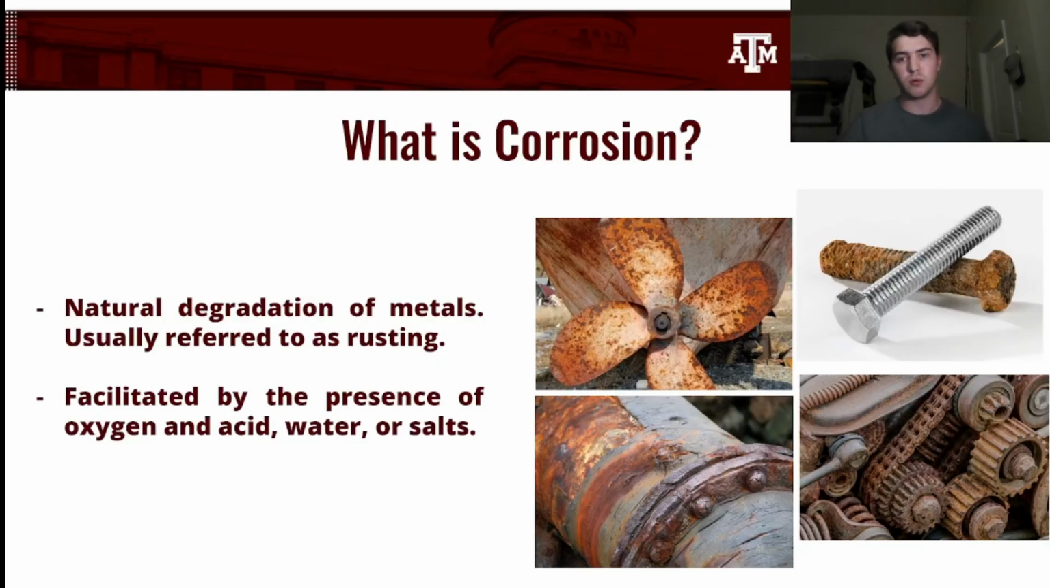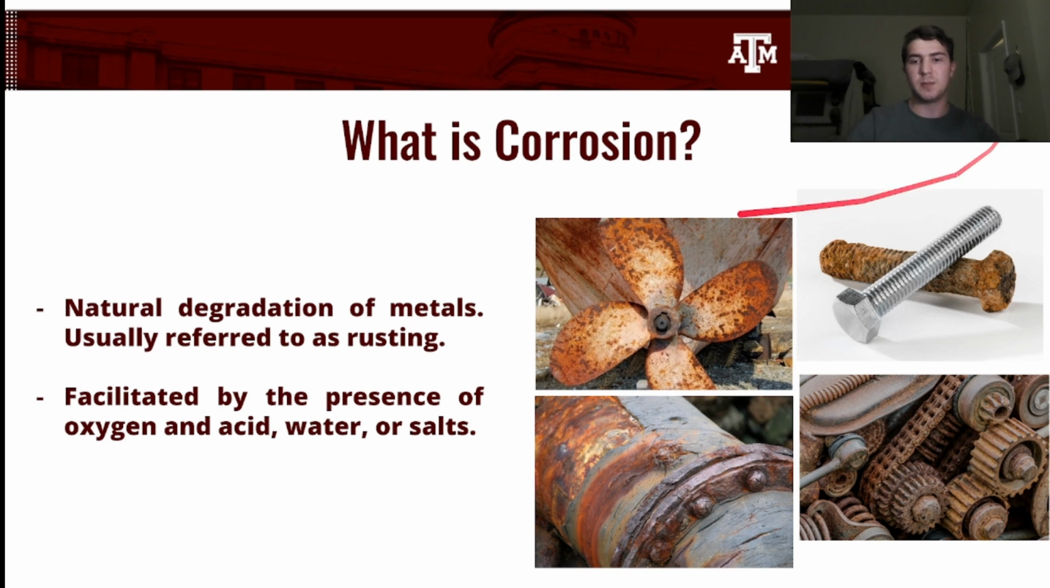So what is corrosion? Corrosion is the natural degradation of metals in the presence of harsh environments, which is usually referred to as rusting or corrosion or oxidization. This process is facilitated by the presence of oxygen and acids, water and salts, and ions as well.